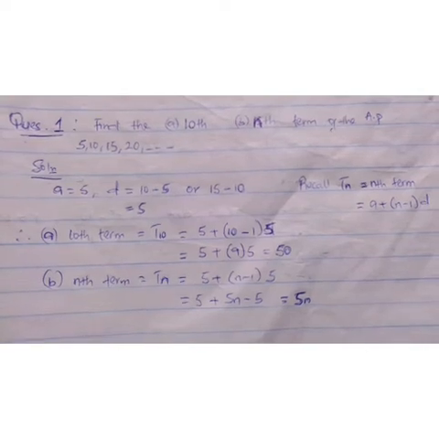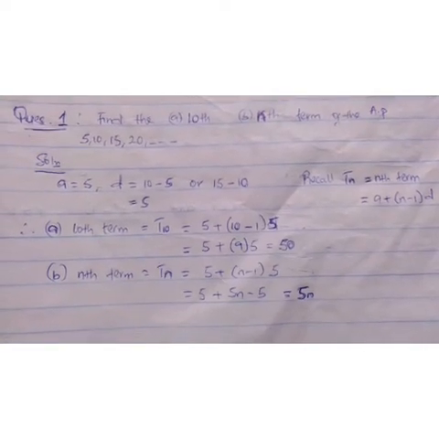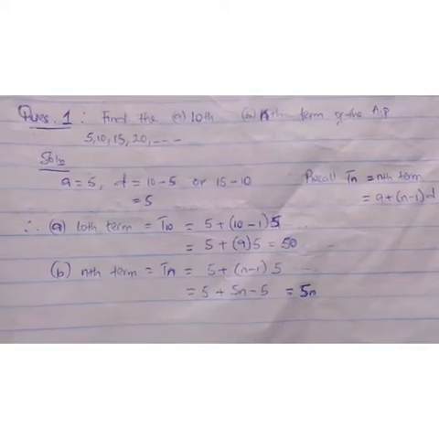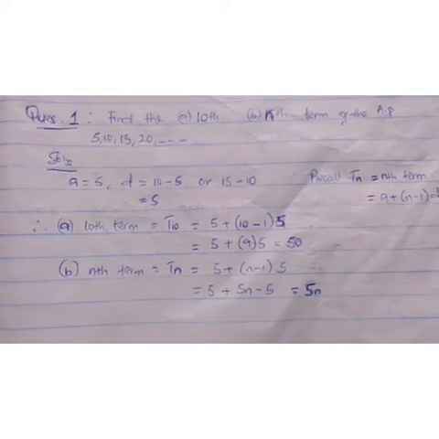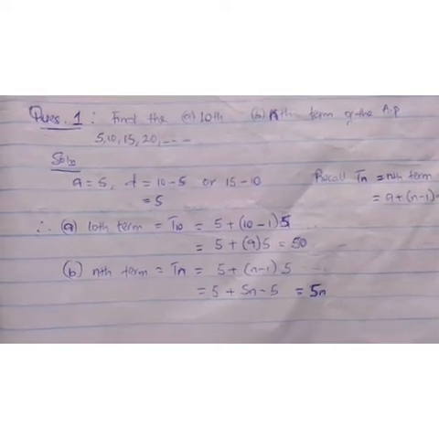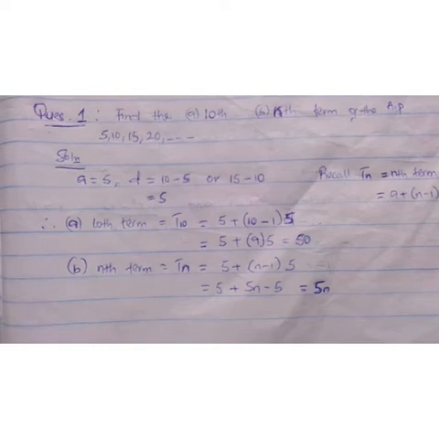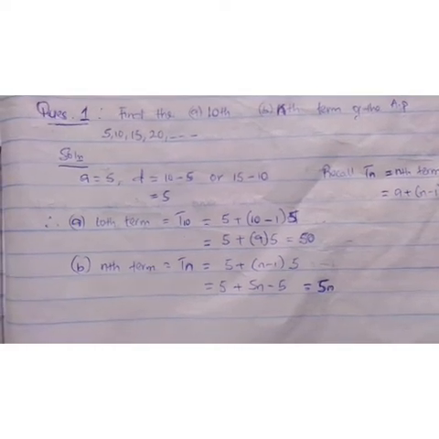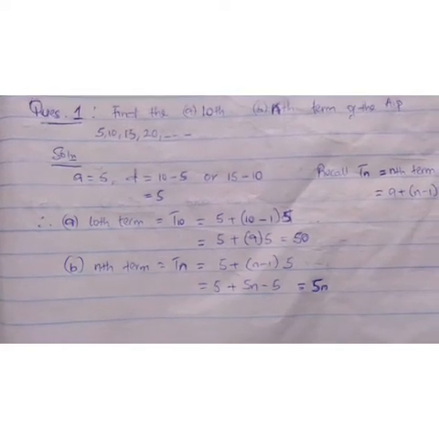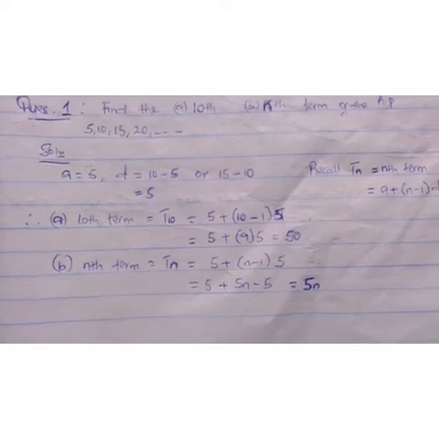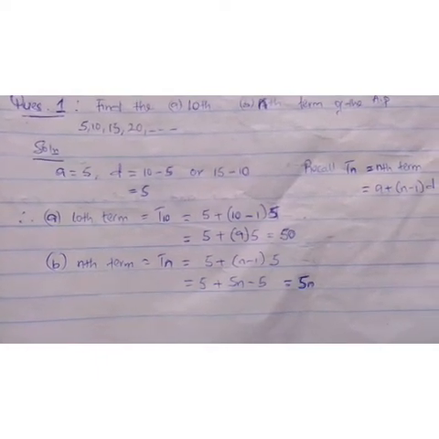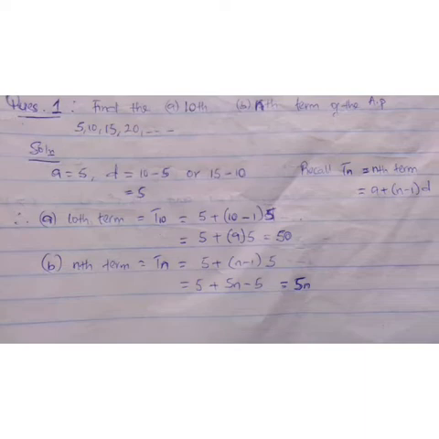Find the 10th and nth term of the AP 5, 10, 15, and so on. In this case, our first term is 5, and our common difference is gotten by subtracting the first term from the second term, or the second term from the third term, which is 5. Recall, Tn, the nth term, is a + (n - 1)d.